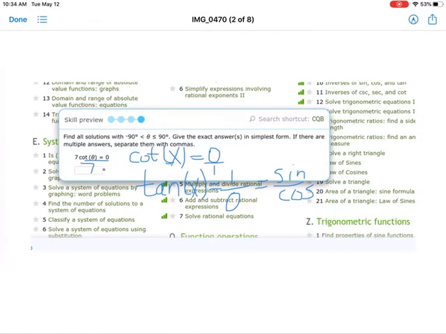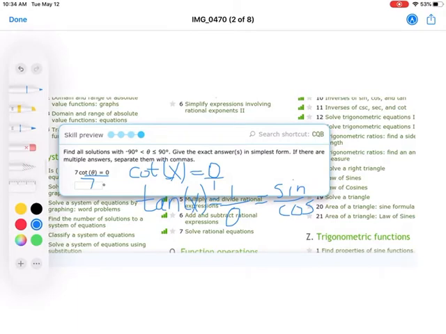And if you look, it's saying between negative 90 and 90. So right at 90 degrees is where our answer is. So the 7 times cotangent of theta equals 0, you would say 90 degrees. That is your answer.